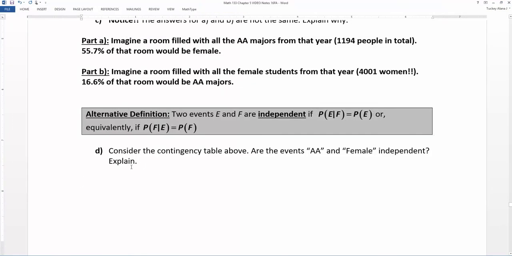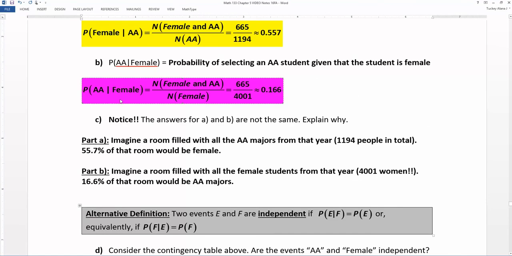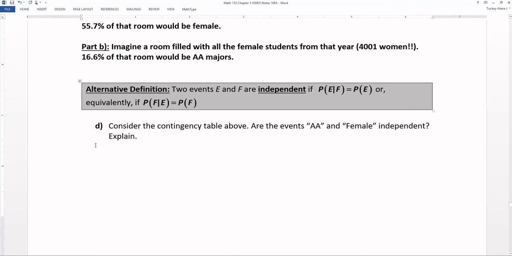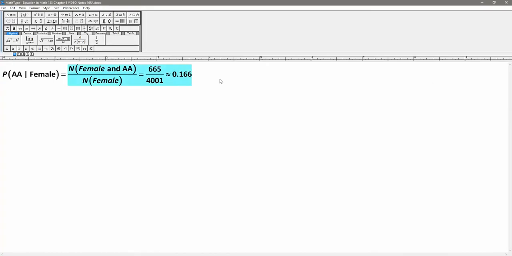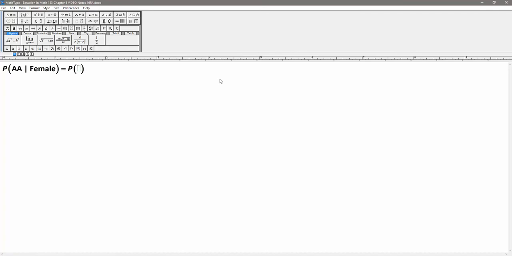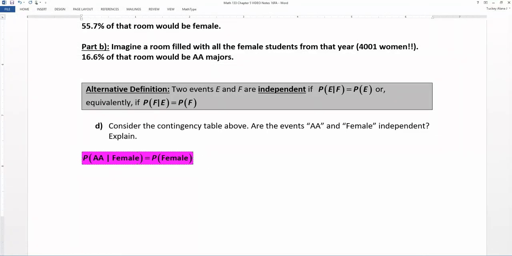Now let's see if that's the case here. We want to see if AA and female are independent. Well, if that's going to be the case, then we would need the probability of AA given female to be equal to the probability of AA. Okay, let me write it out. I could have picked either one of these, by the way. I just picked the second one because it was convenient.